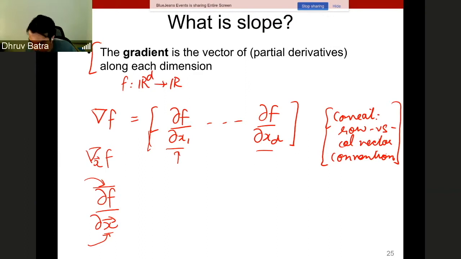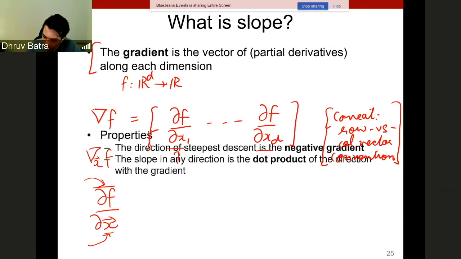Okay. Now that we have a gradient, we should know a couple of properties of this gradient. The direction of the steepest descent: if f is a function, the direction of the steepest descent is the negative gradient. It's the direction of the negative gradient, and the slope in any direction is the dot product of the direction with the gradient. Let's take a look at this by visualizing it.